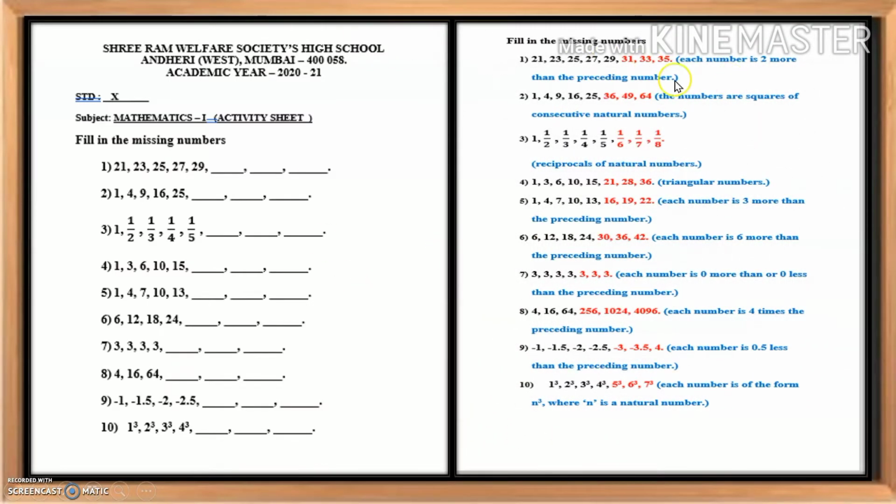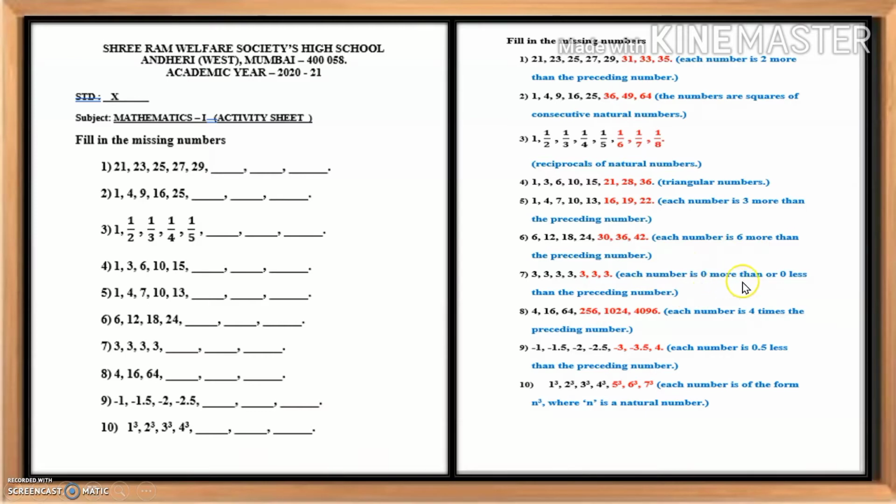Now if you see, in each of the questions, the numbers that you had to fill were following a particular pattern. In the first sum, each number is 2 more than the preceding number. In the second one, they are square numbers. In the third question, they are reciprocals of natural numbers. In the fourth, they are triangular numbers. Fifth one, each number is 3 more than the preceding number. In the sixth one, each number is 6 more than the preceding.